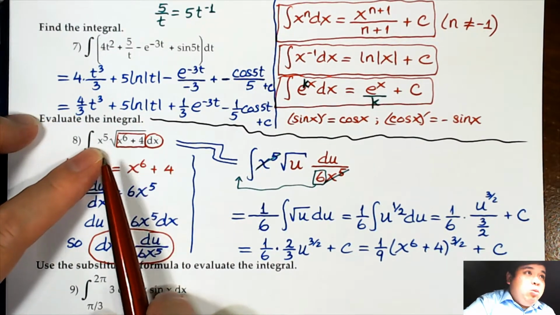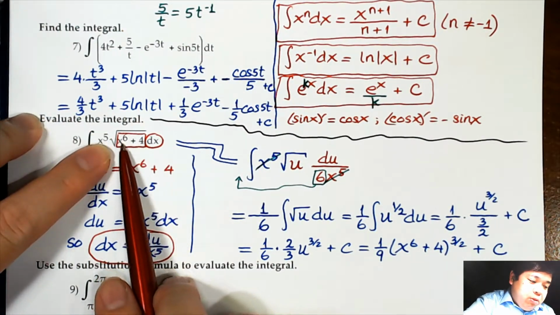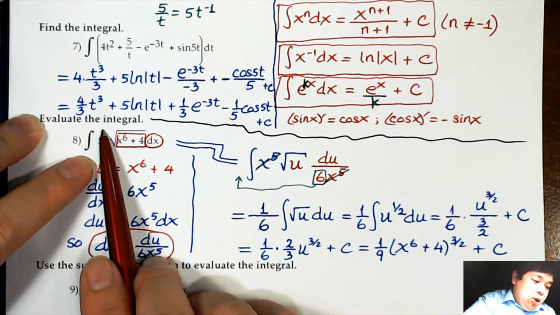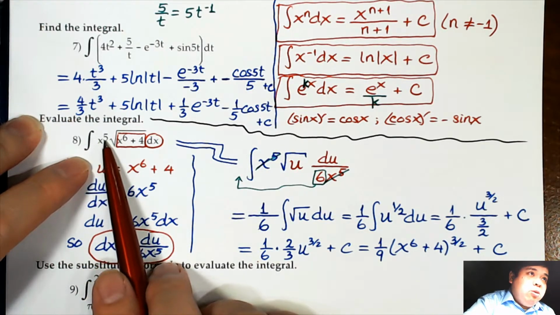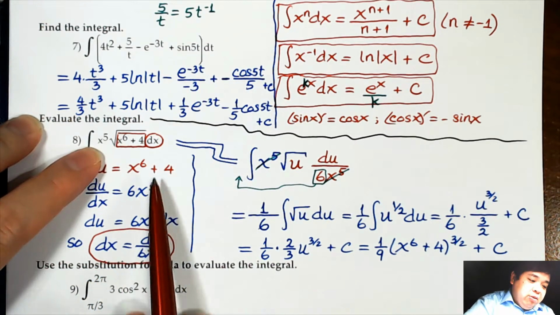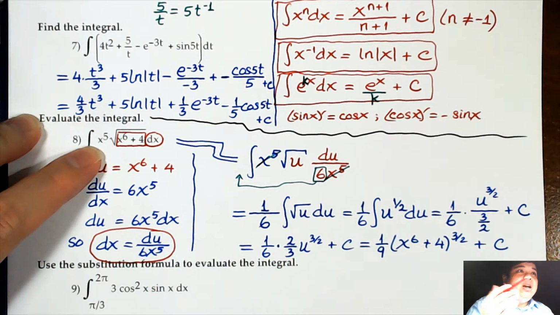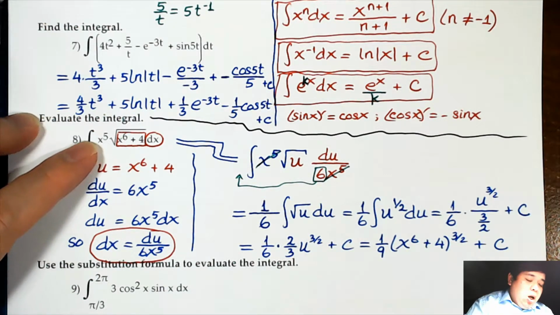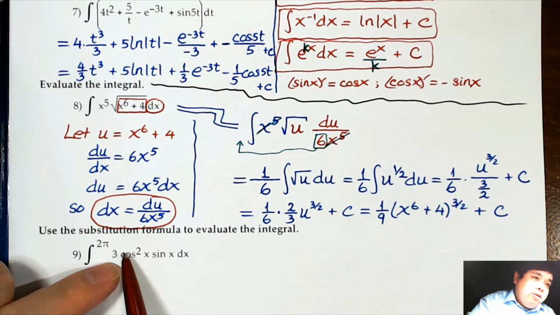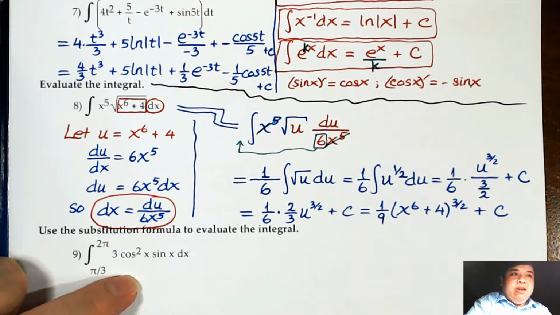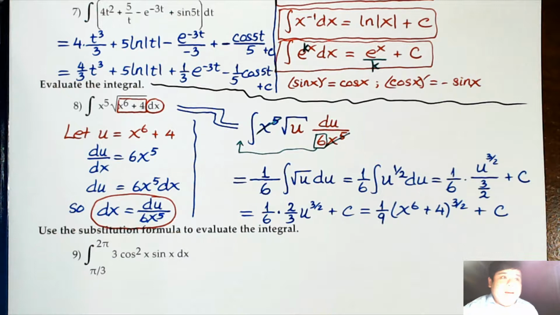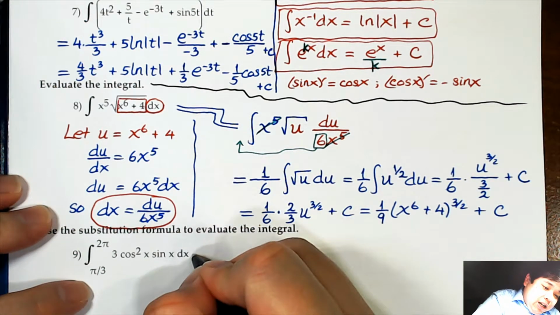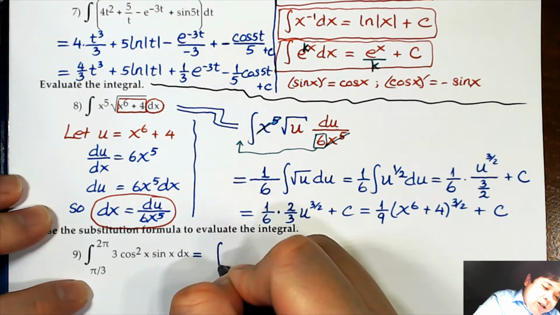Like this one, if we let u equal x to the 6 plus 4, the remaining part of the problem, x to the 5th, is somehow resembling the derivative of u. So if we let u equal cosine of x, then the derivative of cosine is negative sine, somehow resembling the rest of the problem. Before I do anything, let's just rewrite this a little bit.